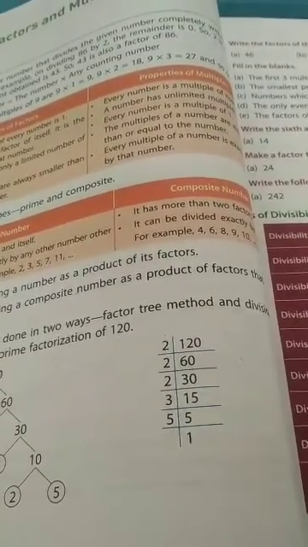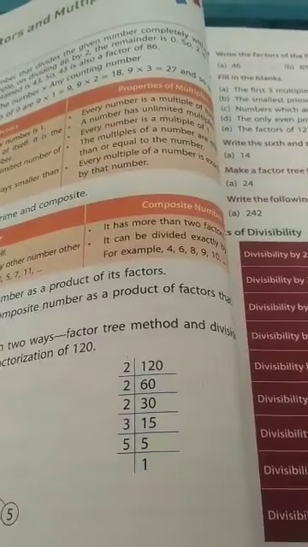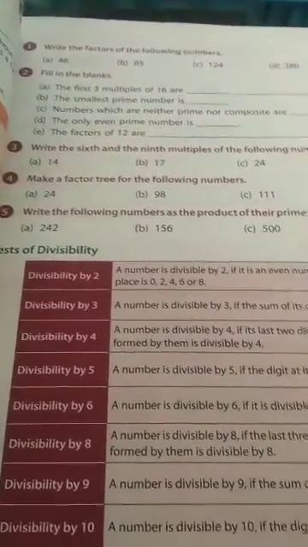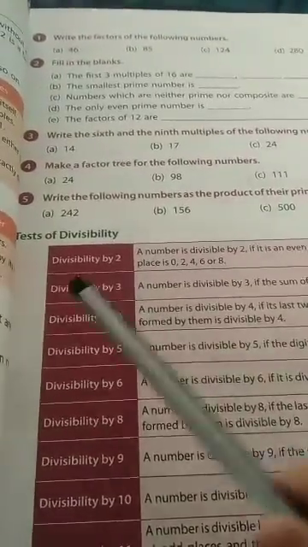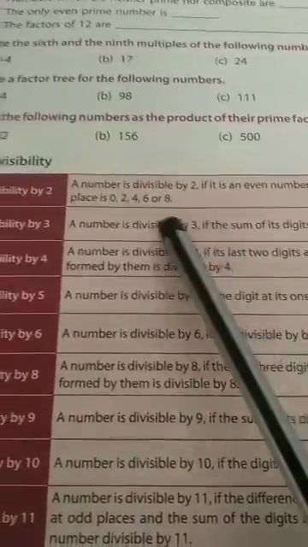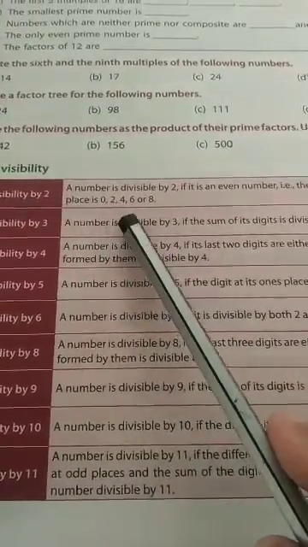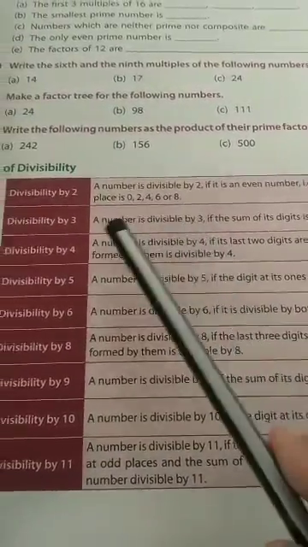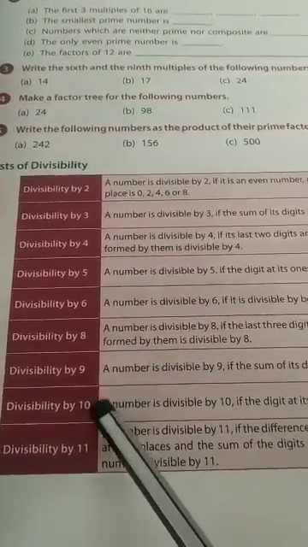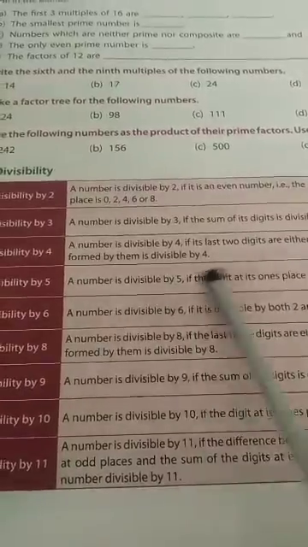So this is how you have to understand the introduction chapter, factors and multiples. Next we'll see tests of divisibility. These are the rules to check whether a number is divisible by 2, 3, 4, 5, 6, 8, 9, 10, 11. These you have to learn by heart.